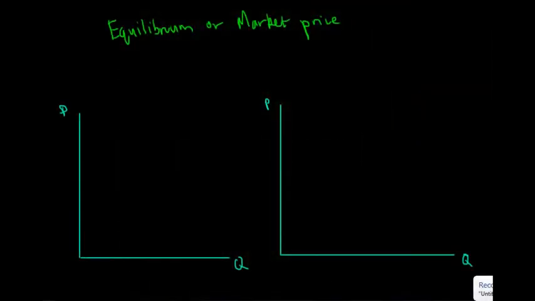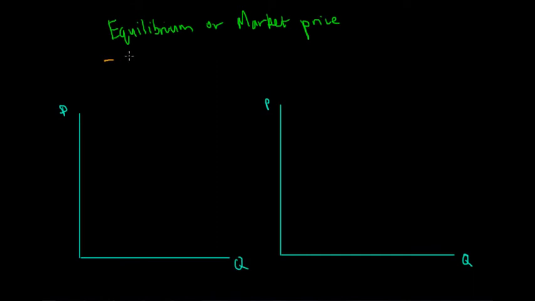So in this lecture, we'll be talking about how the market responds to changes in price and moves towards an equilibrium price. So what is equilibrium? Equilibrium occurs in a market at the price where the quantity demanded and the quantity supplied are exactly equal. So let's write this definition down. This is very important, understanding the concept of the equilibrium or market price.